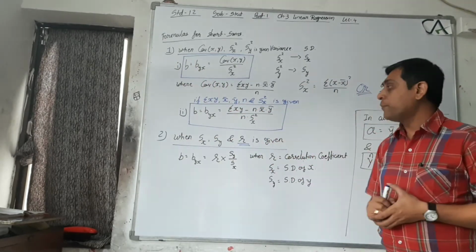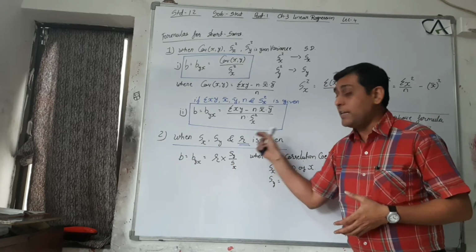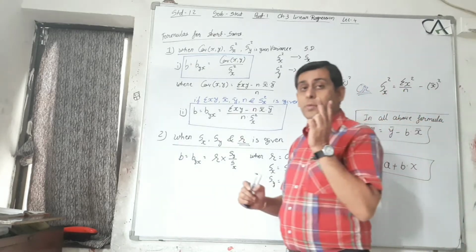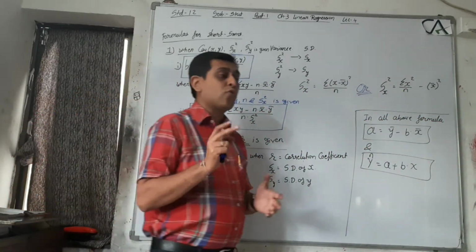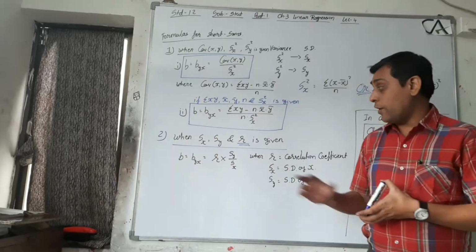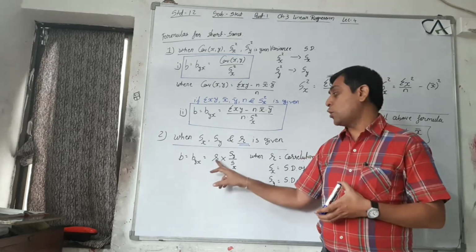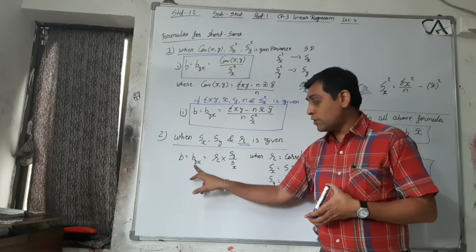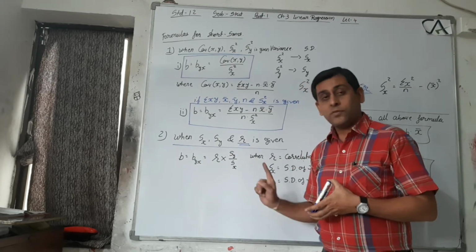Now the second formula, when sx, sy and r are given. What is r? That is from chapter number 2, the correlation coefficient, or you can say coefficient of correlation. If r is given, then the formula for byx is equal to r into sy upon sx.